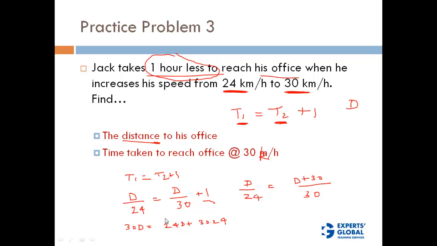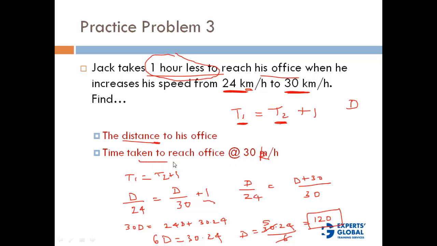So let's get this on the left side, 24D. So we get 6D is equal to 30 into 24. That means D is equal to 30 into 24 divided by 6. So 6 5s are 30. What we get is 5 into 24, 120. So the distance between his office and home is 120 kilometers.